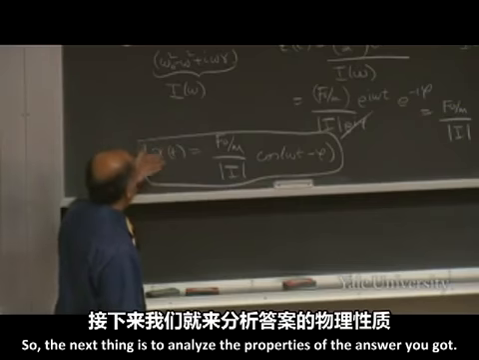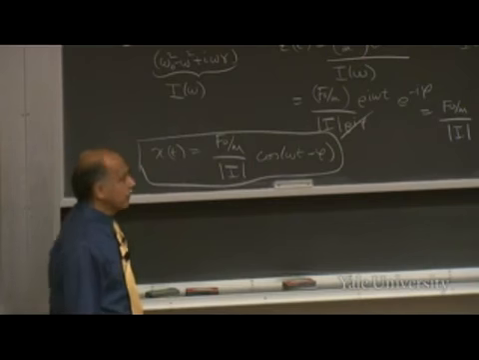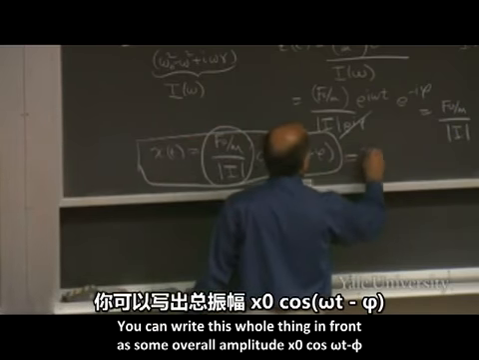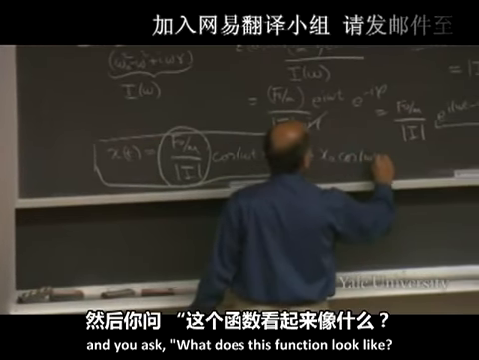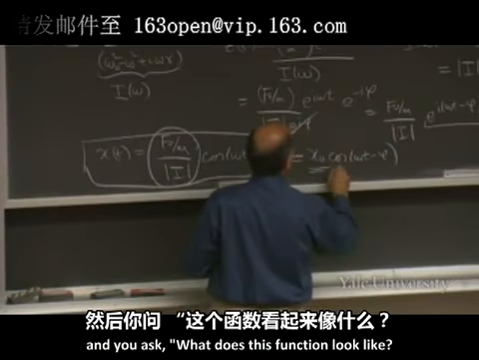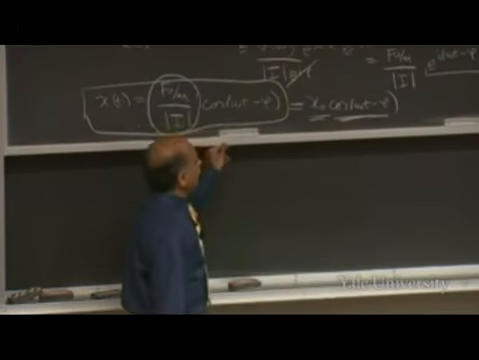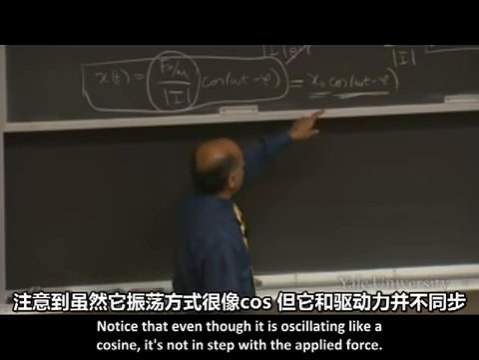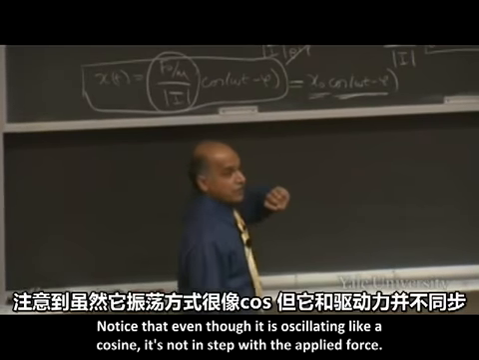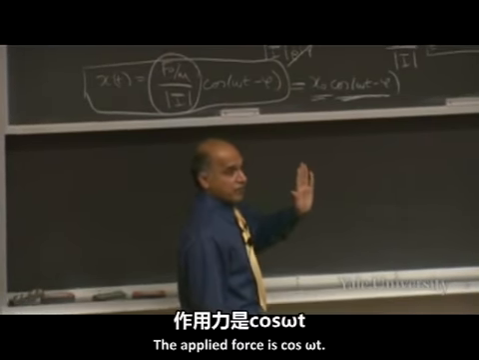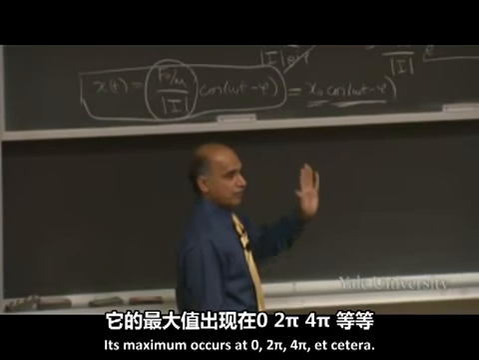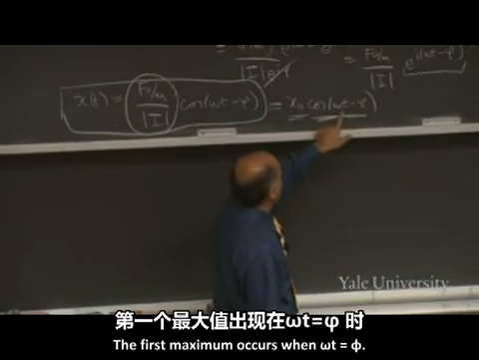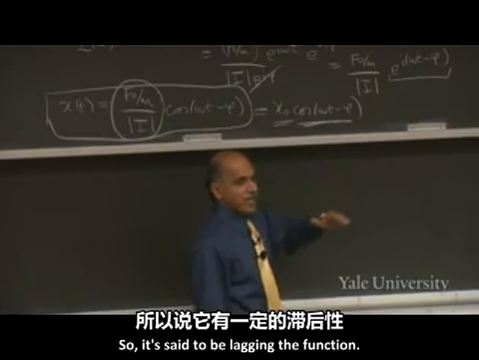So the next thing is to analyze the properties of the answer you got. You can write this whole thing in front as some overall amplitude x naught times cosine(omega t minus phi), and you ask, what does this function look like? Well, this function is obvious to all of you. It's oscillating. Notice that even though it's oscillating like a cosine, it's not in step with the applied force. The applied force is cos omega t. Its maximum occurs at 0, 2 pi, 4 pi, etc. This guy's maximum occurs somewhat later. The first maximum occurs when omega t is equal to phi. So it's said to be lagging the function.